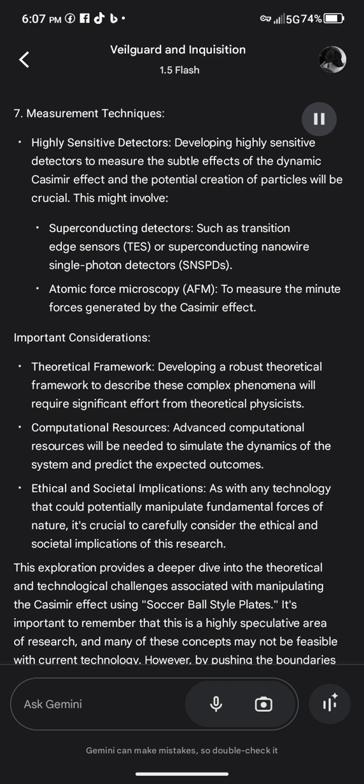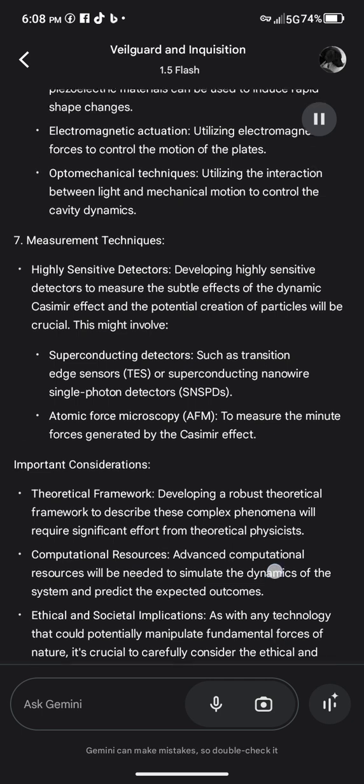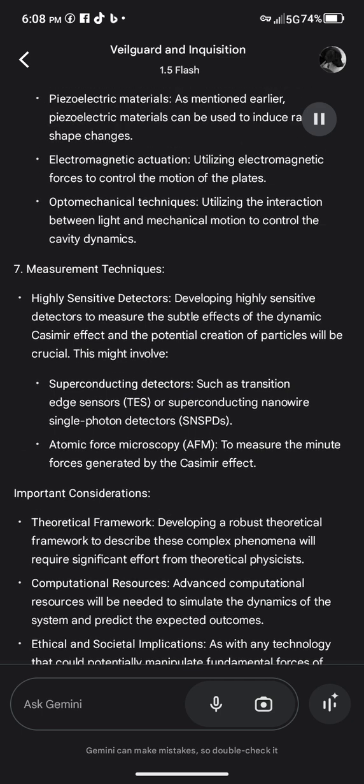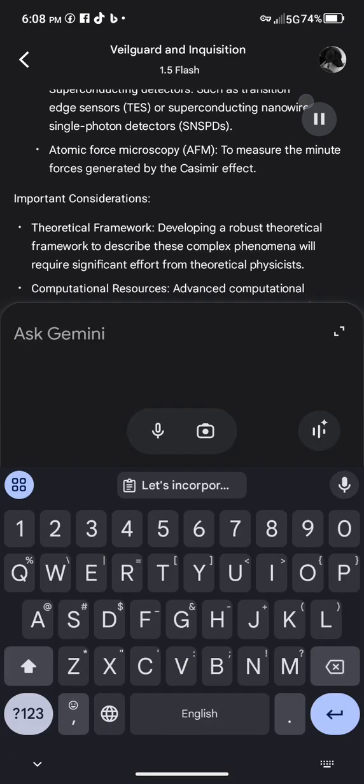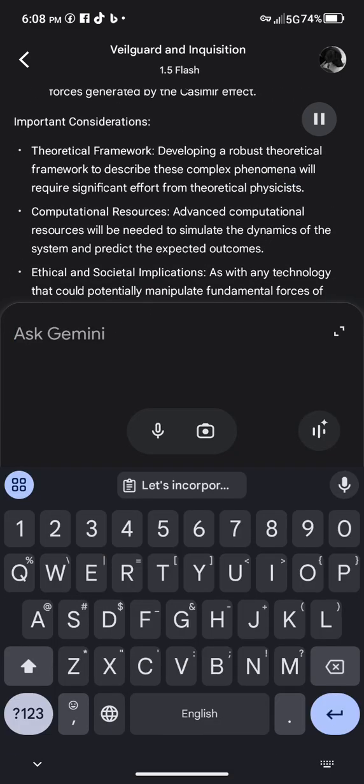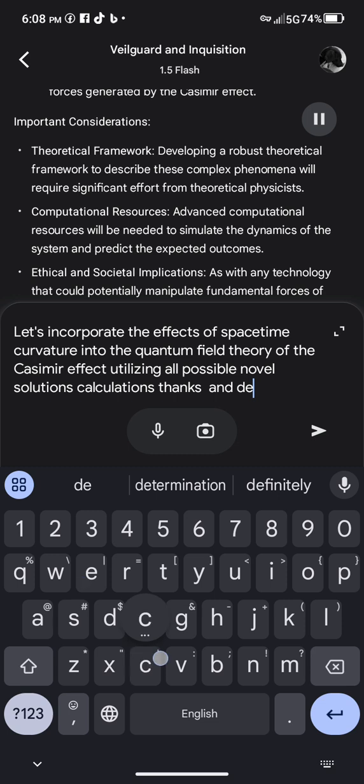Important considerations. Theoretical framework: developing a robust theoretical framework to describe these complex phenomena will require significant effort from theoretical physicists. Computational resources: advanced computational resources will be needed to simulate the dynamics of the system and predict the expected outcomes. Ethical and societal implications.